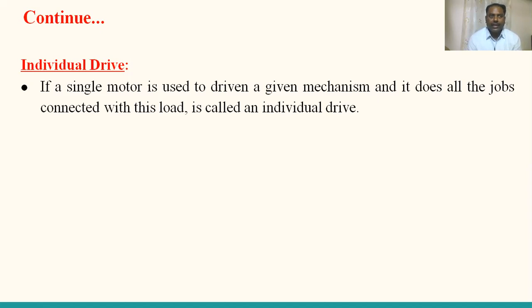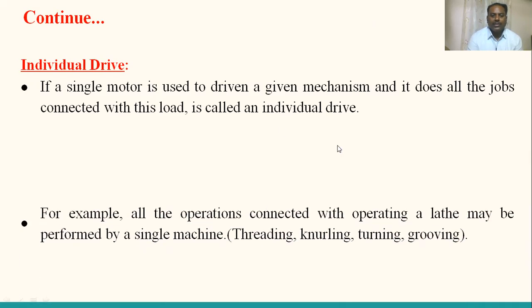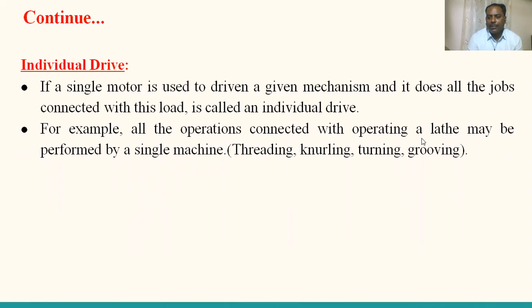The best example is the lathe machine. The machine is one, but it performs different functionalities like cutting, threading, knurling, and grooving. Different types of operations are performed with the same motor, so it does multiple jobs. That is the reason this is known as an individual drive. All the operations connected with operating a lathe machine may be performed by a single motor.